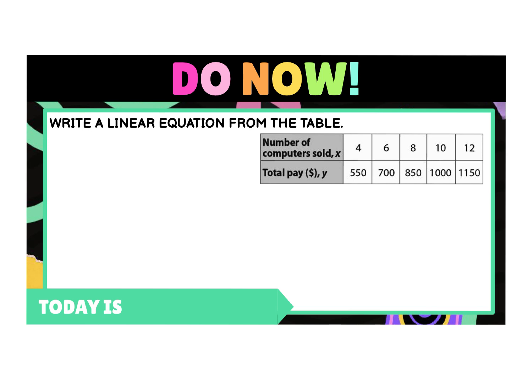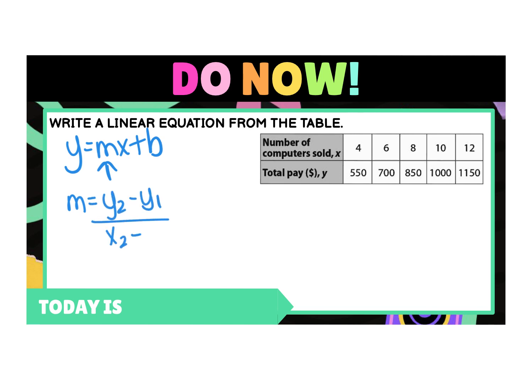Arduino says write a linear equation from the table. We can pick 2 points, any 2 points. We know our linear equation has to look like this, y equals mx plus b. And it's been a while, but to find our m, we have to do our y2 minus y1 over x2 minus x1. Some of us got this confused on the mastery quiz that we took last week. Remember, the y's are on top and the x's are on bottom.